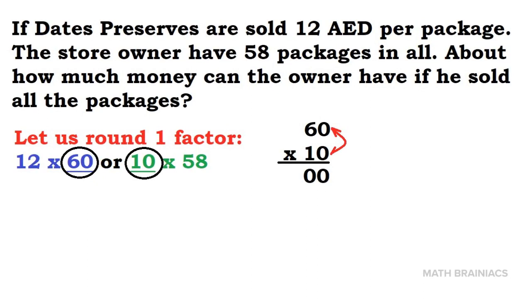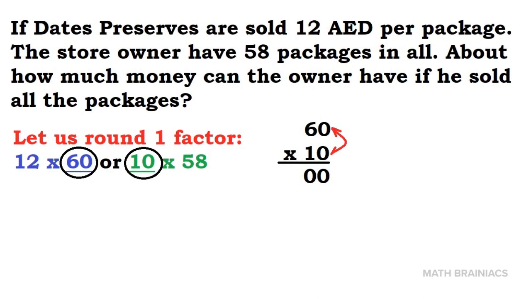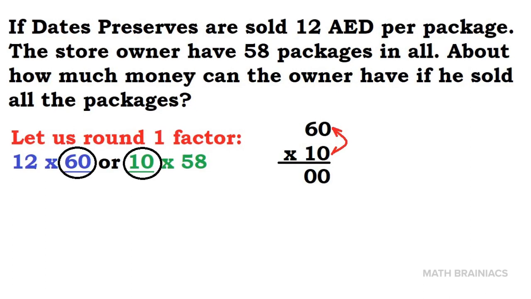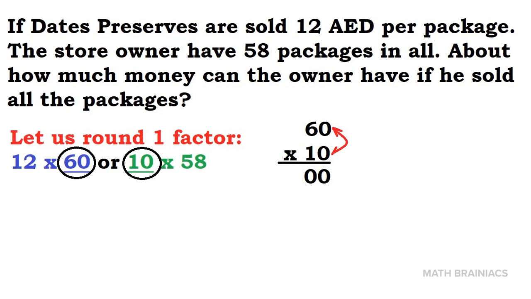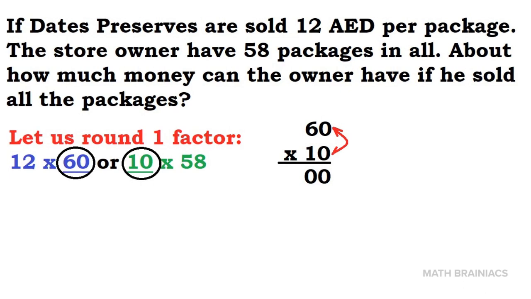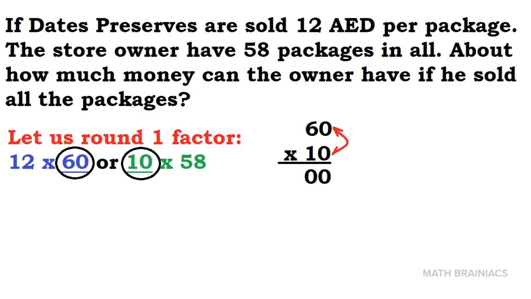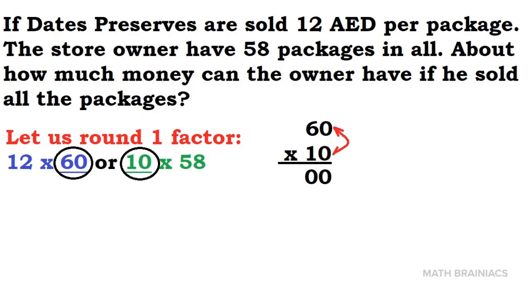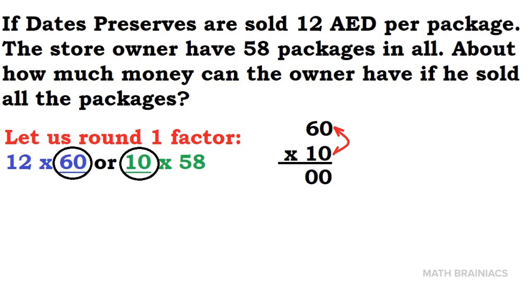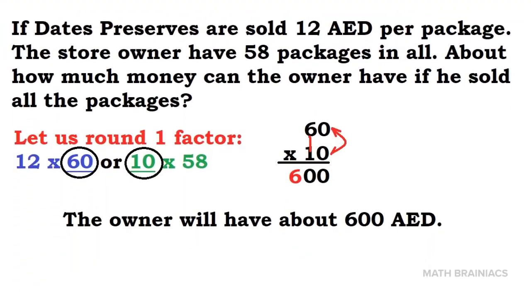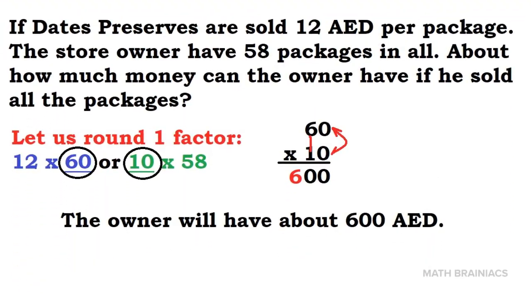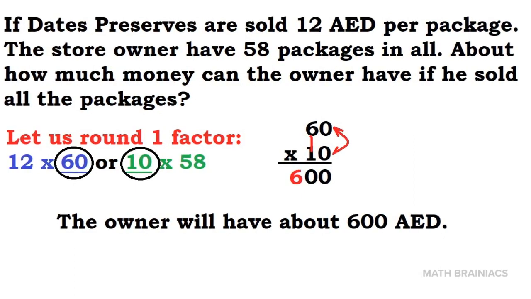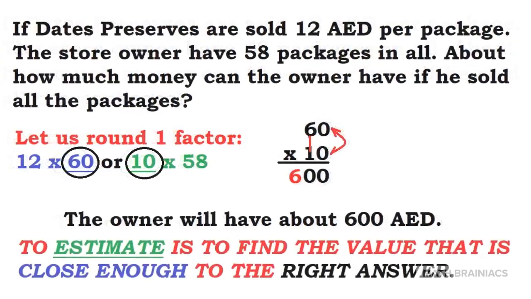Suppose we are going to round off the two given numbers. 58 will be rounded off to 60 and 12 will be rounded off to 10. Therefore, we are going to multiply 60 by 10. I want you to take note that if we have two zeros on the multiplicand and multiplier, just put down the two zeros on the answer. Working on 1 times 6, it will give us 6. Accordingly, the owner will have about 600 dirhams.